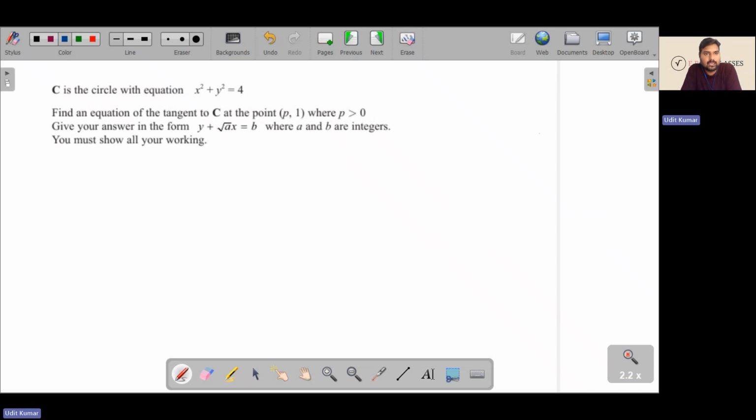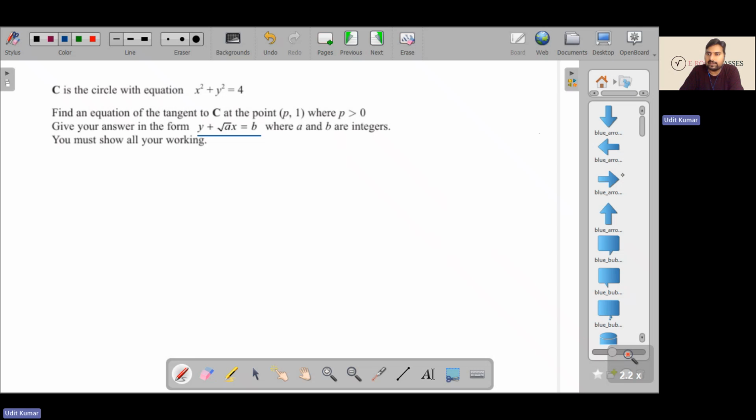Okay, so we have this question. One of my students has asked me this question. He said that this was asked in one of his mocks. C is the circle with equation x squared plus y squared equals 4. Find the equation of the tangent to C at the point P, 1, where P is greater than 0. And then give your answer in this form, right? In this form, you have to write the answer. A and B are integers, right? So it's a very interesting question.